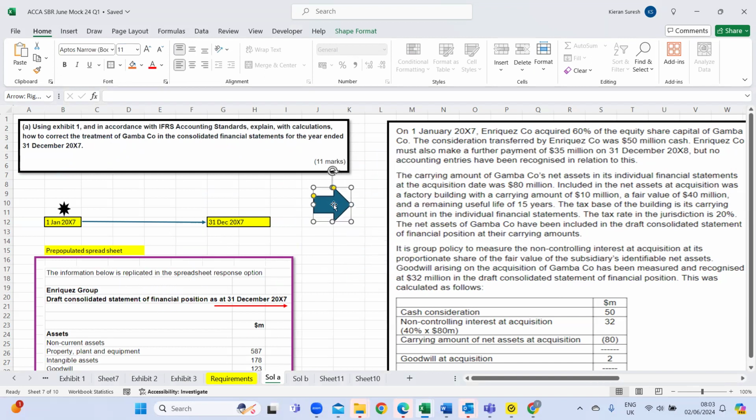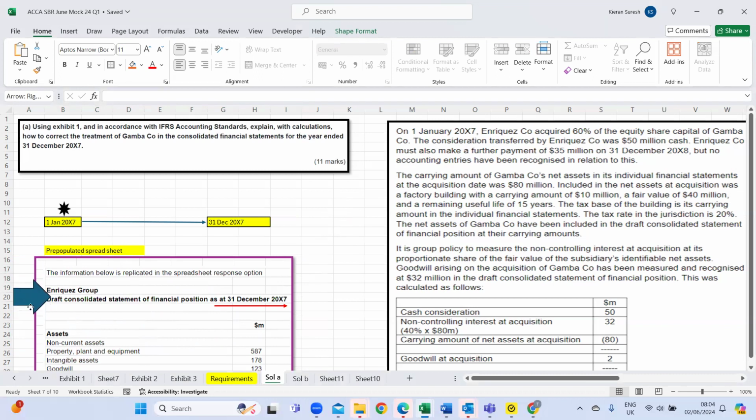So I copied here exhibit 3, which was the pre-populated spreadsheet. I also highlighted the date for which the draft has been prepared. This was the draft of the consolidated financial position. When you look into the pre-populated spreadsheet, first we need to understand which financial statement has been given.